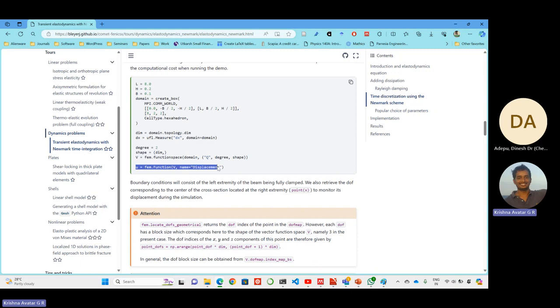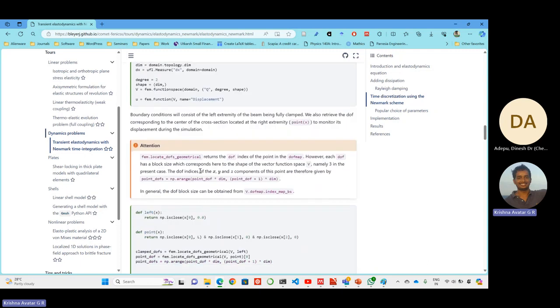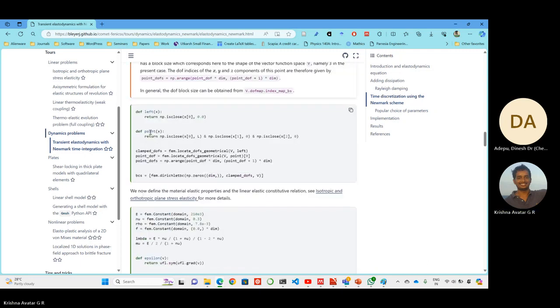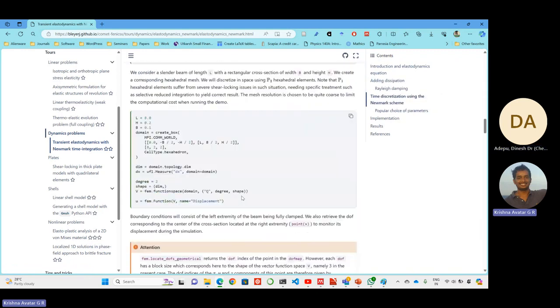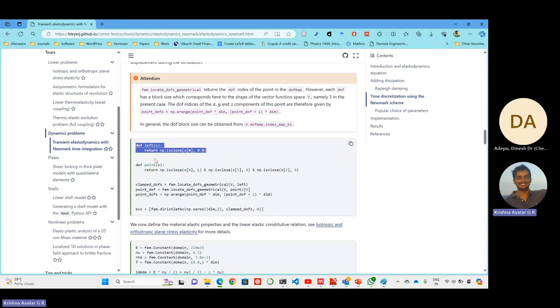Now we define one function based on that, which we named displacement. Once that is done, we'll locate the points which are on the left hand side, on one face, this front face, because we want to apply the boundary conditions. These are just to locate all those points which are on the left hand side and which are on the right hand side, and using this we can get all the degrees of freedom.